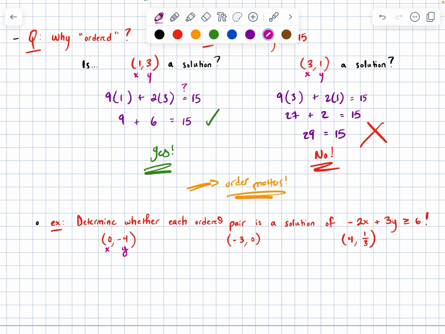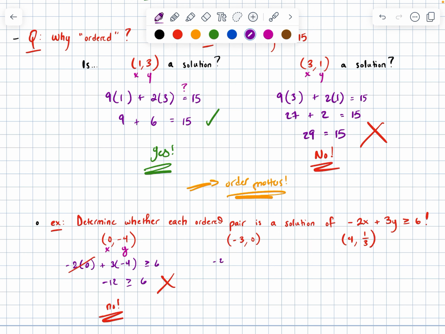Alrighty. Well, if I'm taking my (0, -4), in this case, that's telling me 0 is the value of x and -4 is the value of y. So if I take -2 times 0 plus 3 times -4, I'm trying to figure out, is this greater than or equal to 6? Well, -2 times 0 is 0, so I can ignore this guy functionally. 3 times -4 is -12. Is -12 greater than or equal to 6? Well, I don't think so. Can this be a solution?